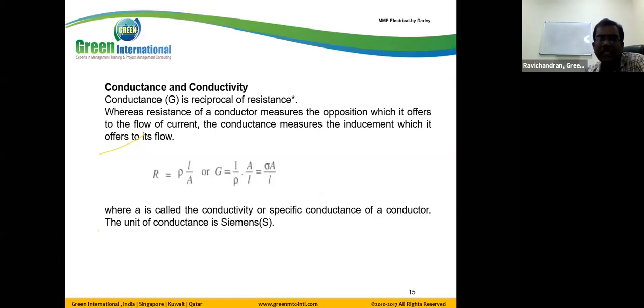The reciprocal of resistance is conductance. Similarly, the reciprocal of resistivity we call conductivity. Resistance R, conductance we call G. Resistivity we denote as rho, conductivity we denote with this symbol. The unit for conductivity is Siemens, or mho, M-H-O.